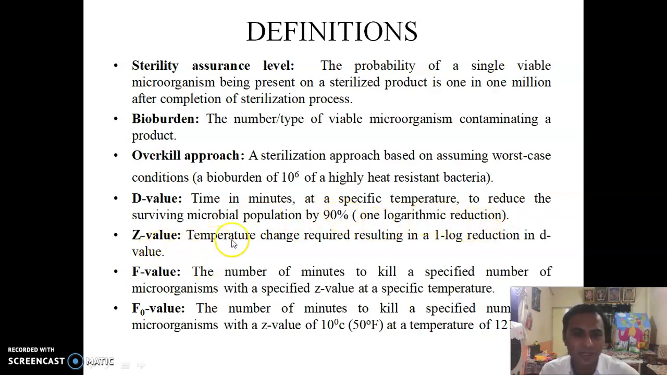Z value: temperature change required resulting in a 1 log reduction in D value. F value: the number of minutes to keep a specified number of microorganisms with a specified Z value at a specific temperature. F0 value: the number of minutes to keep a specified number of microorganisms with a Z value of 10 degrees Celsius, 50 degrees Fahrenheit, at a temperature of 121.1 degrees Celsius.